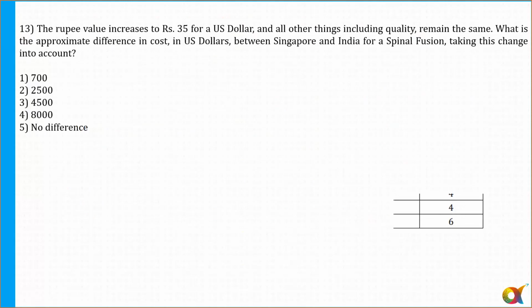So let's start with the first question. It says the rupee value increases to rupees 35 per US dollar, and all other things, including quality, remain the same. What is the approximate difference in cost in US dollars between Singapore and India for a spinal fusion, taking this change into account? So Singapore and India for the spinal fusion, that is what I need to consider. Let me go back here. Spinal fusion.